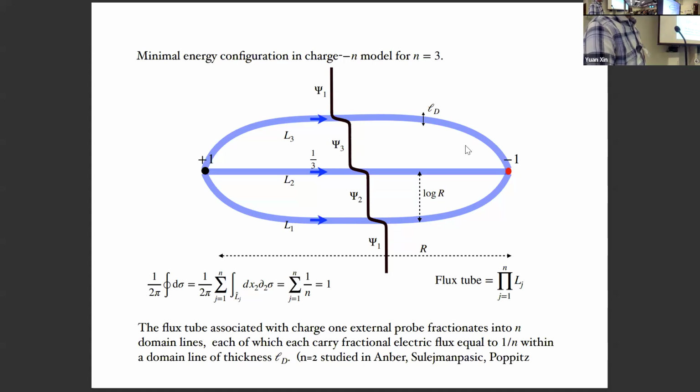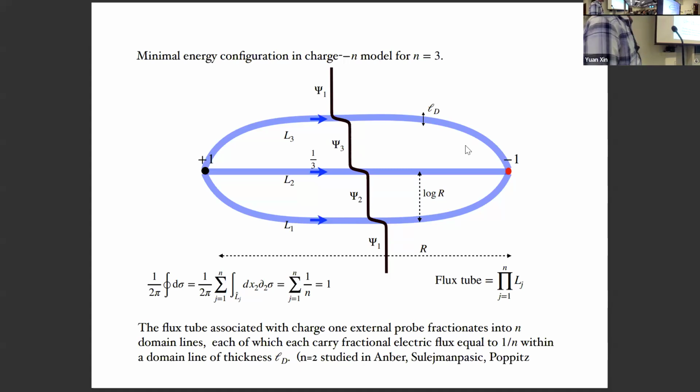But the interesting thing is, what you thought was the flux tube is actually a combination of the domain lines of spontaneously broken Z_n symmetry. This is a domain line interpolating between vacuum 1 and vacuum 2, and a domain line between vacuum 2 and vacuum 3, and so on and so forth. So the flux tube fractionates into n domain lines, each of which carries fractional electric flux equal to 1/n.